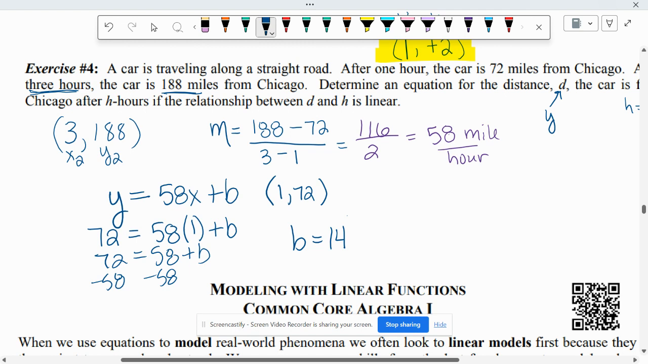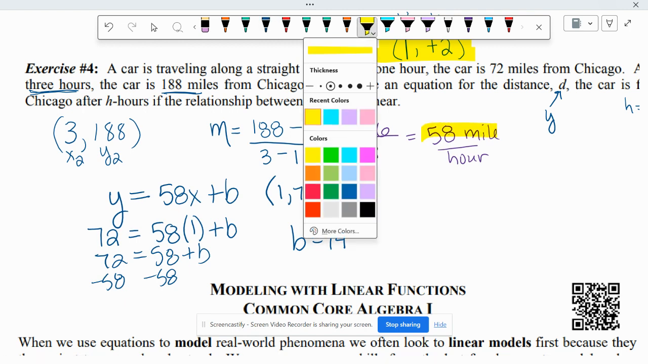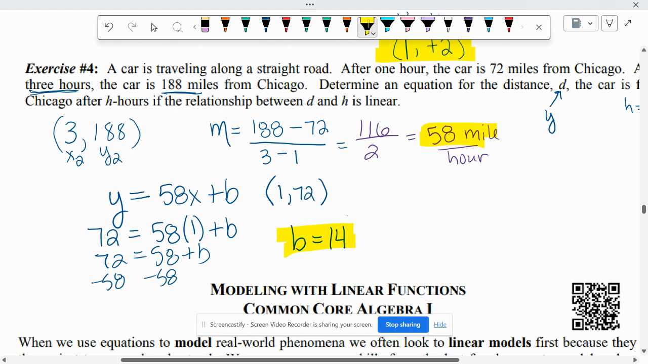Yes? Okay. So we know what our slope is, and we know what our y-intercept is. So what is our equation? y equals, anybody? Hang on a second. 72 minus 58 would actually be 14. It's 72, right? Isn't it 72? Yeah, it is 72. I wrote it wrong. Sorry. That's okay.